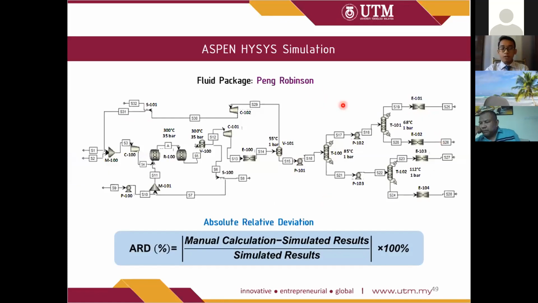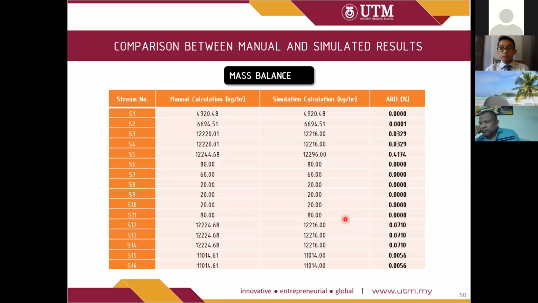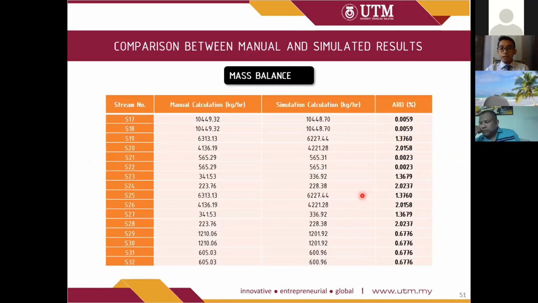So as we can see here, this is our simulated PFD. For the fluid package, we use Peng-Robinson. And this is the formula we use to determine the absolute relative deviation. So this is for the mass balance. And this also for mass balance. So as we can see here, the overall streams give a low relative deviation, which is less than 15%. So it is considered as acceptable.